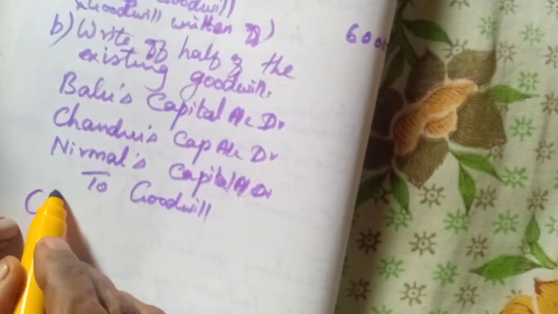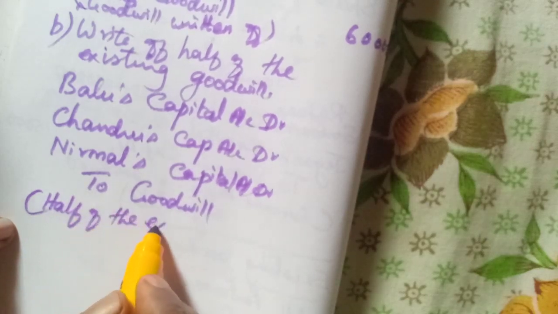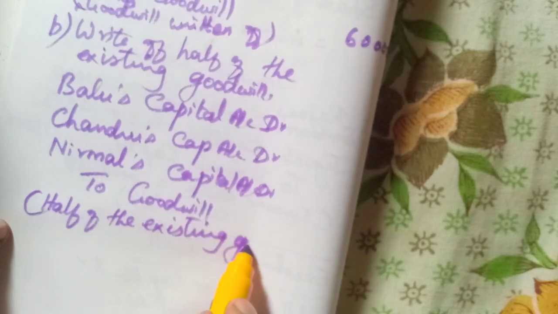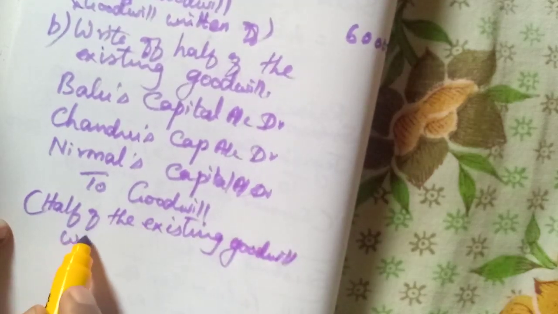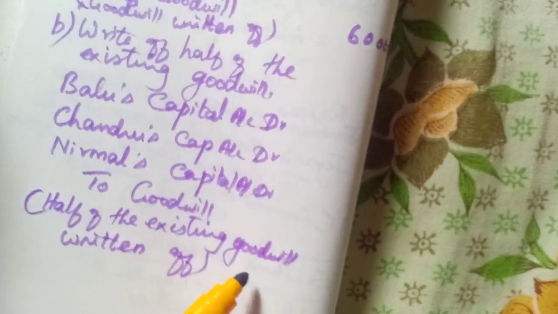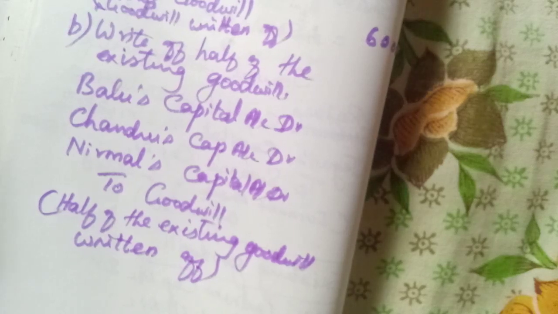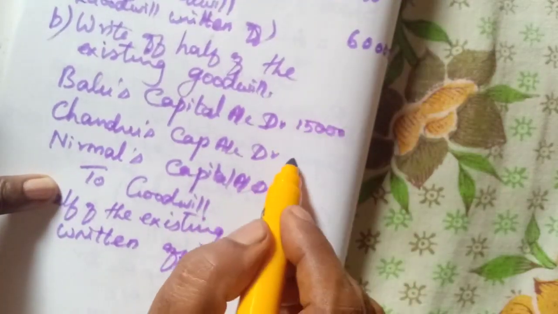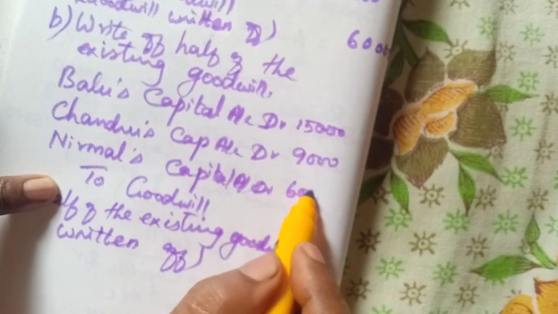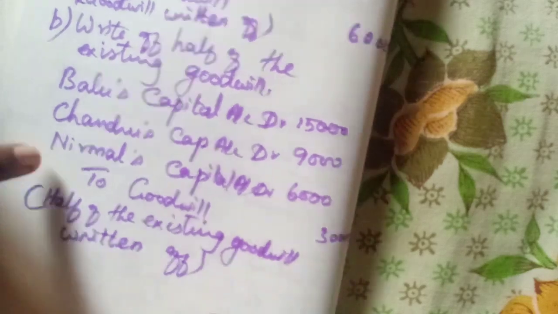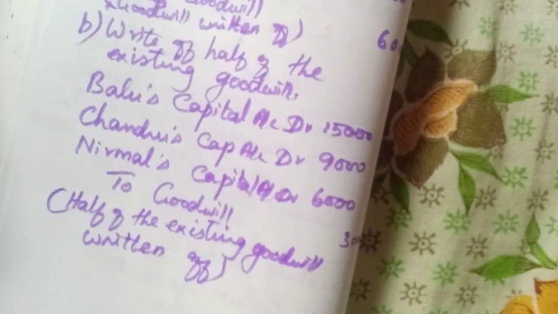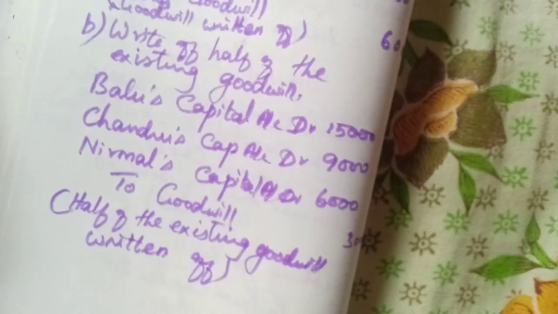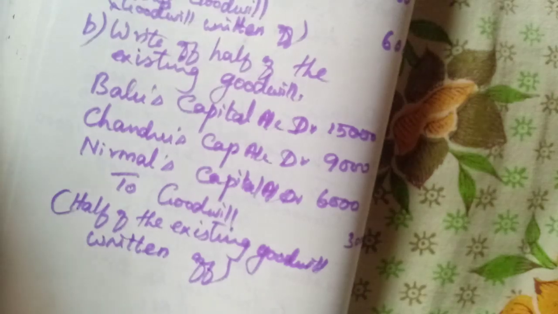Here, half of the existing goodwill written off. Half means here 15,000, 9,000, 6,000, total 30,000. Okay, we have completed. We have completed the adjustment for goodwill. Then tomorrow we will see the next adjustment. Okay, students. Thank you very much.